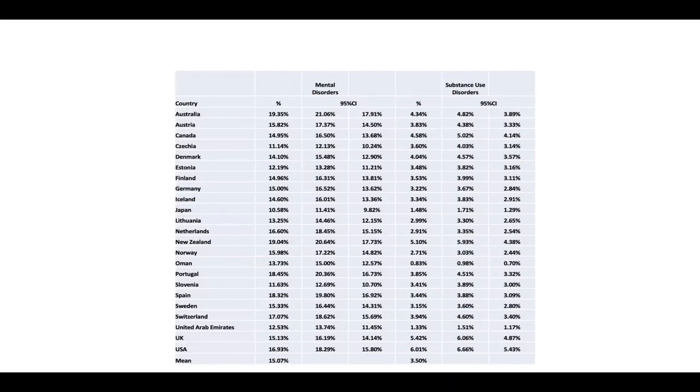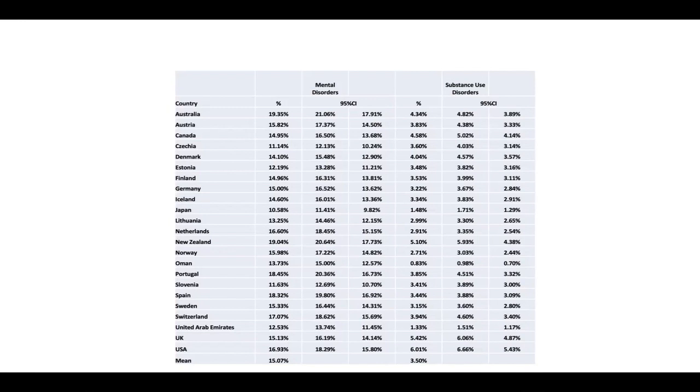This table presents the prevalence of mental and substance use disorders of 22 countries with the highest quality of life indices, including Australia, Austria, Canada, among others. No countries from Africa or South America were included in this group, with most of these countries located in Europe.